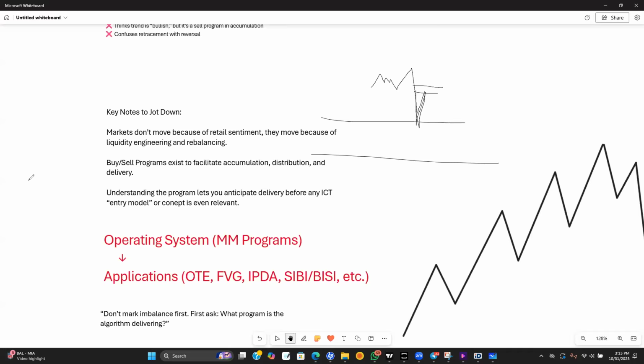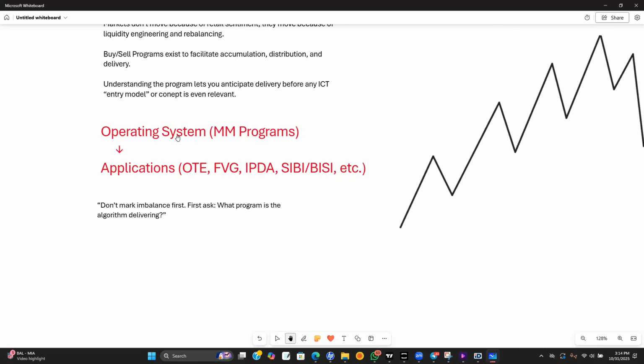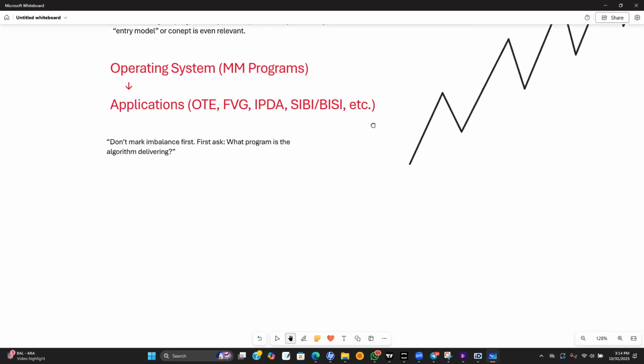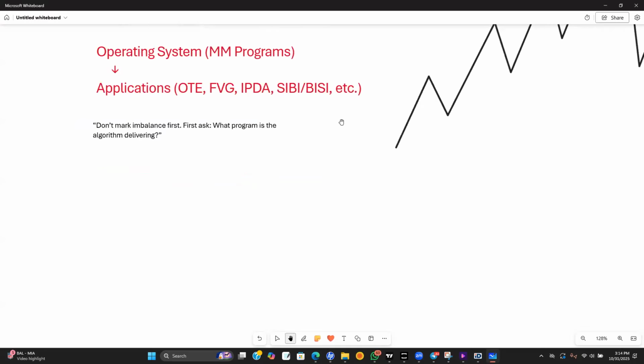then you'd be wrong. Well, take the same schematic, and if you were using it and we were on the overall sell side of the curve, meaning price is here, stops inefficiency, we come back inside of the range. Now, you're right. So it pays to know where you are in terms of the overall operating system. So the operating system is the market maker programs, and the applications are OTE, fair value gap, the buy side imbalance, sell side imbalance, the liquidity pools, breakers, and all that good stuff. All right. So just a quick little phrase: don't mark the imbalance first. Ask yourself, what program is the algorithm delivering?